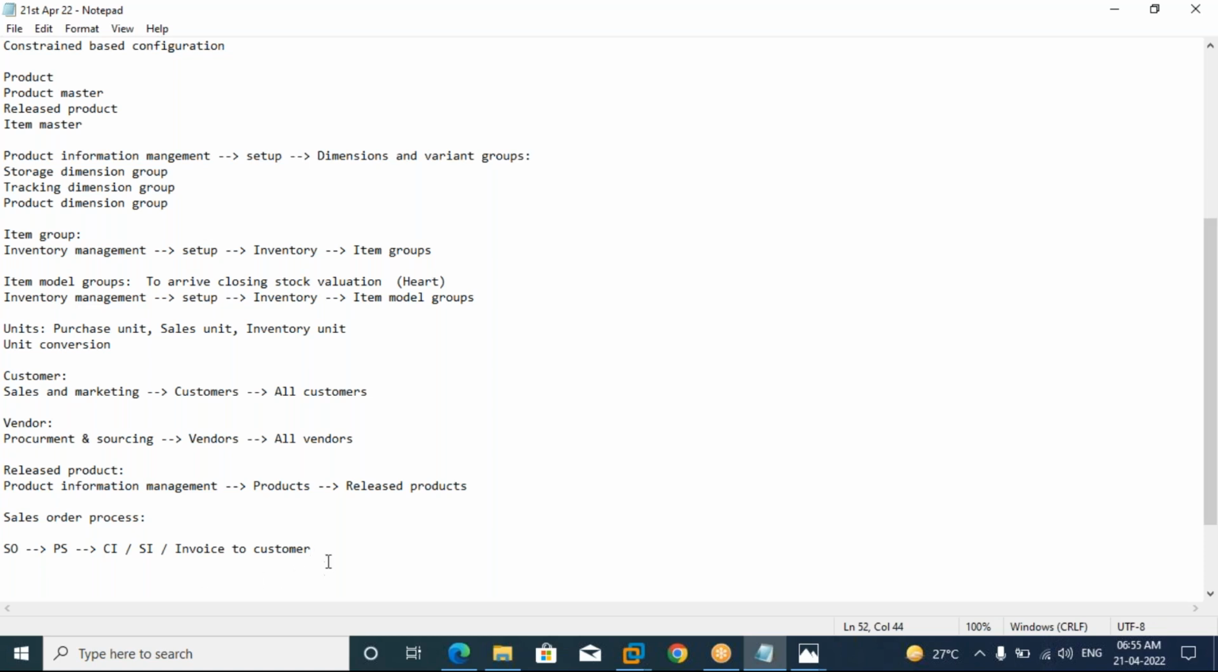So this you have learned already. Sales order creation, packing slip, and customer invoice. Otherwise, we can create a sales order and then directly invoice. You can do that. On-hand inventory is decreasing at the time of packing slip.